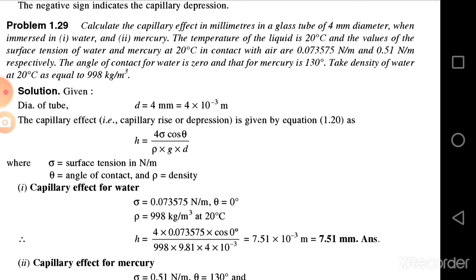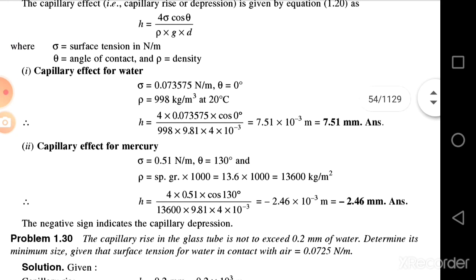Calculate the capillary effect in millimeter in a glass tube of 4 mm diameter when immersed in water, mercury. The temperature of the liquid is 20 degrees Celsius and values of the surface tension of water and mercury at 20 degree centigrade in contact with the air are 0.035575 Newton per meter and 0.51 Newton per meter respectively. Angle of contact 0 for water, mercury 130 degrees. Density of water at 20 degrees Celsius, take it as 998 kg per meter cube.